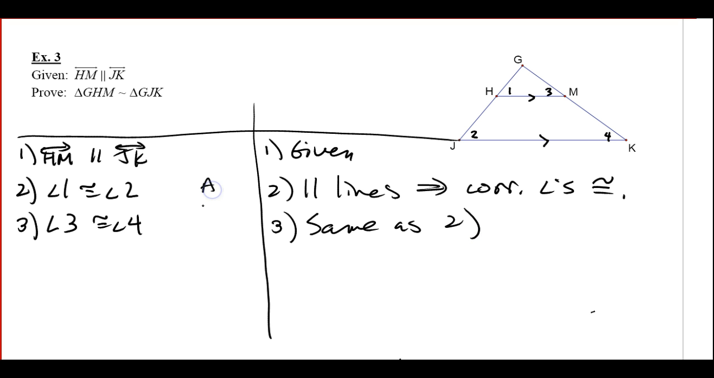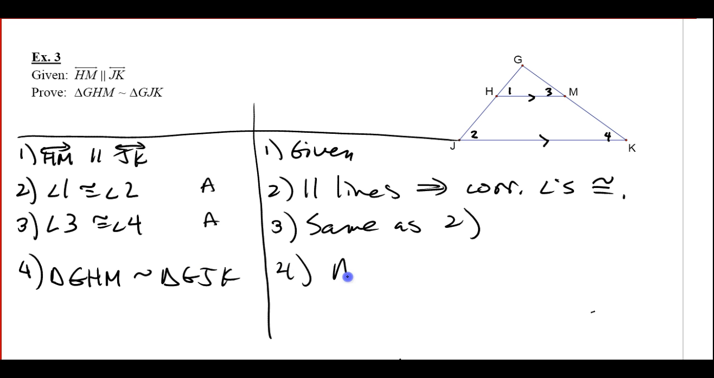And so this is a pair of angles, this is a pair of angles. That's all I need to get the triangle similar. So I've got triangle GHM similar to triangle GJK. Angle, angle, similarity. Again, don't forget your similarity symbol and the steps that you have your parts in. And that's it.